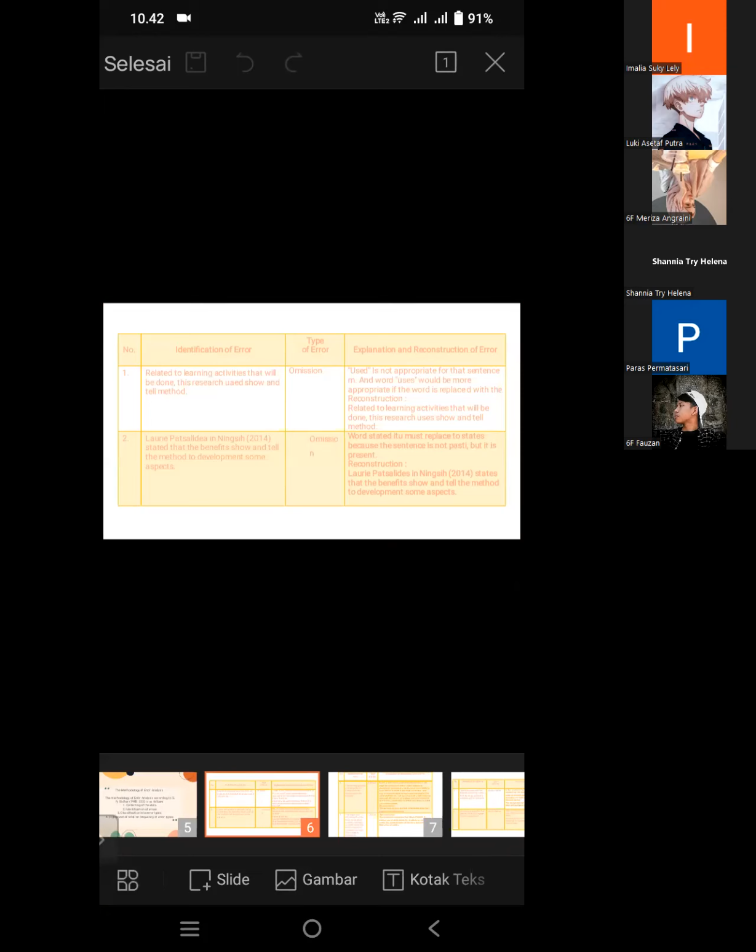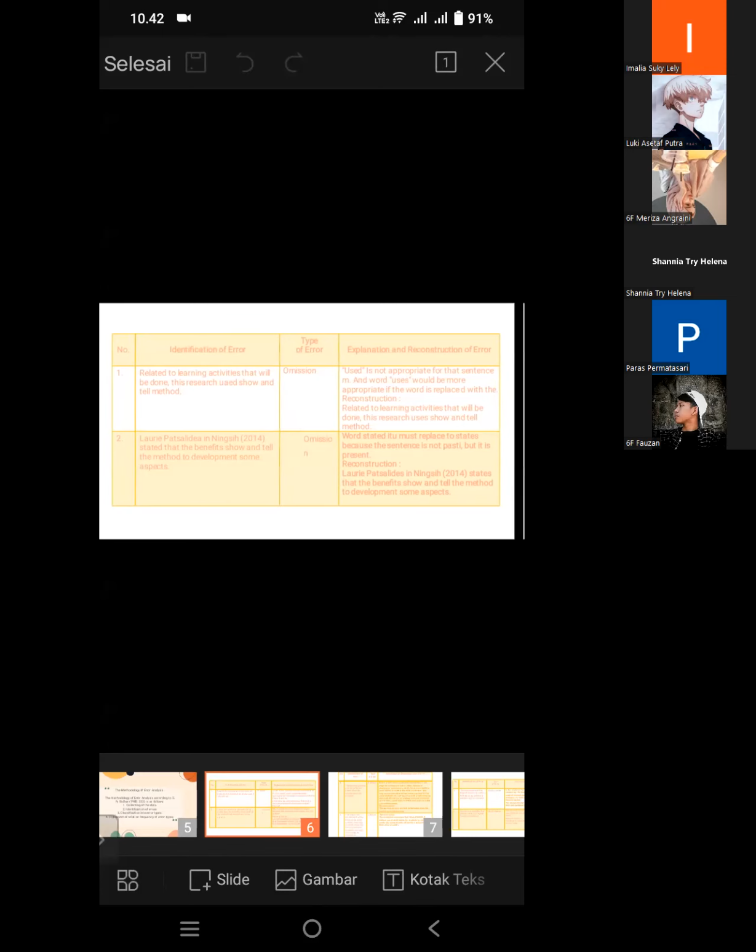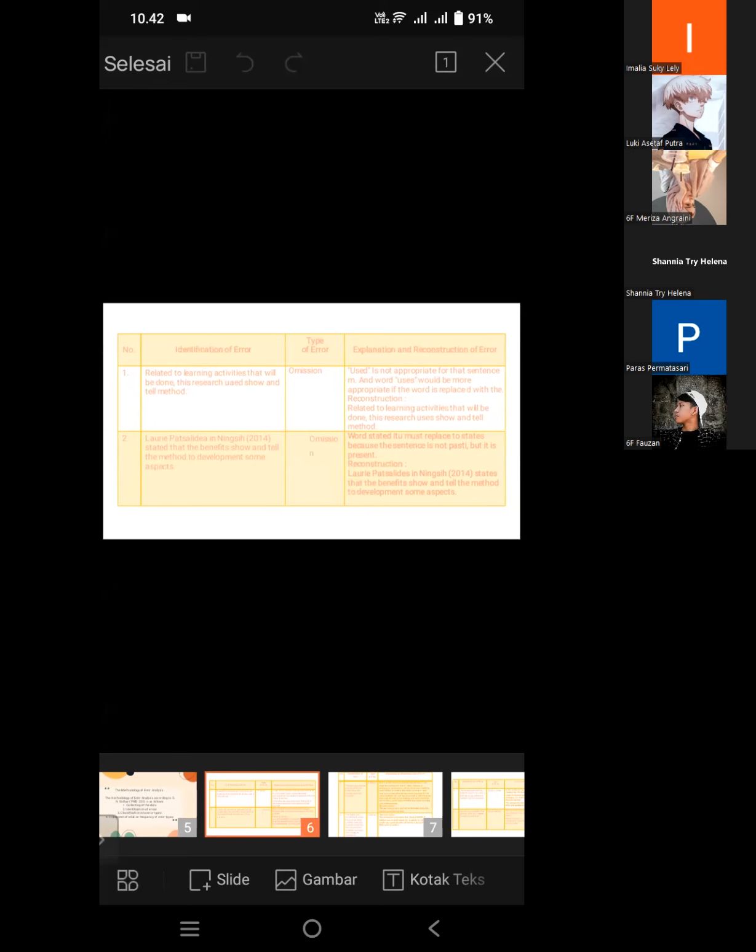Identification of error. First, relate to learning activities that will be done. This research use show and tell method. Type of error, omission. Explanation, use is not appropriate for the sentence. For the sentence, the word use would be more appropriate if the word is replaced. Reconstruction: relate to learning activities that will be done. This research use show and tell method.